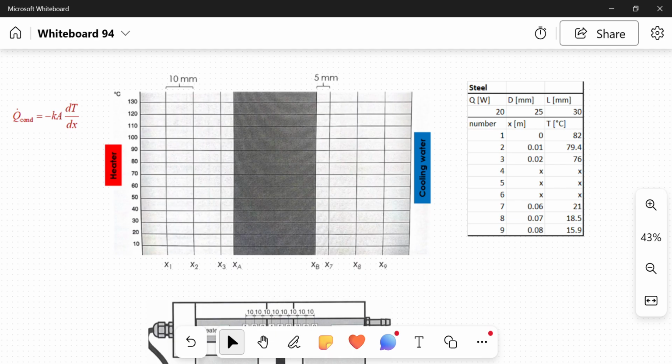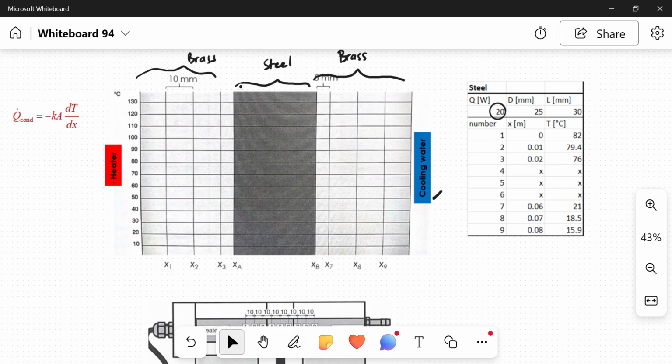In the lab, we insert a steel section between the two brass sections. One brass section connects to the heater and the other one to the cooler. When you turn on the power and supply 20 watts from the heater, heat will flow from the left to the right through the steel section.